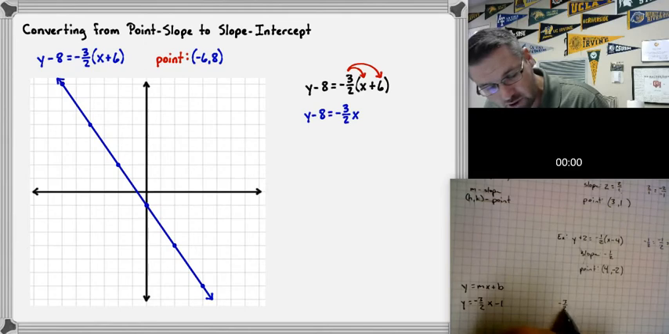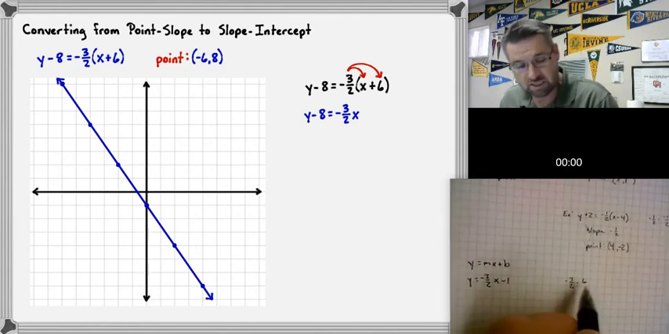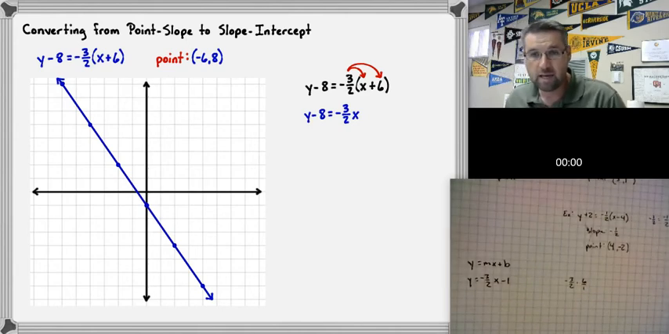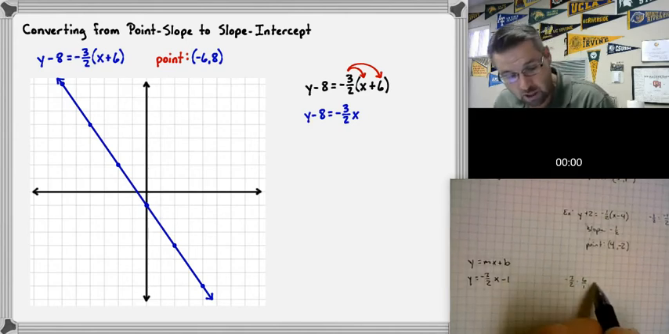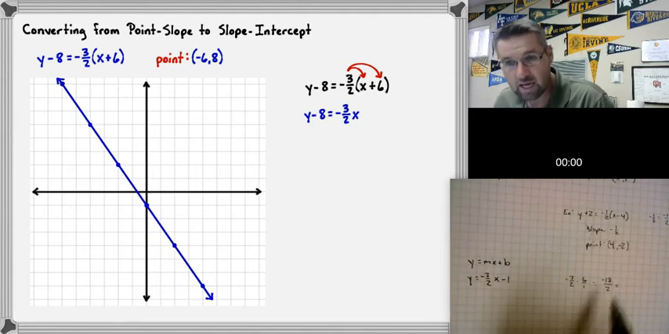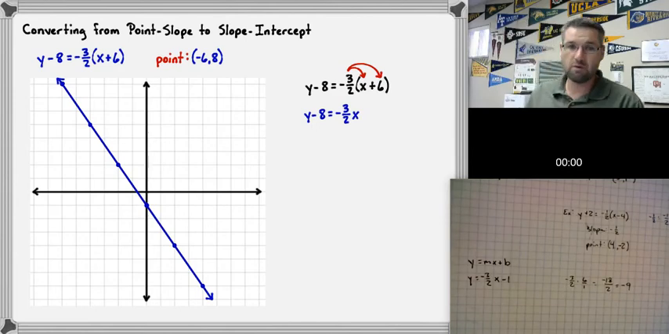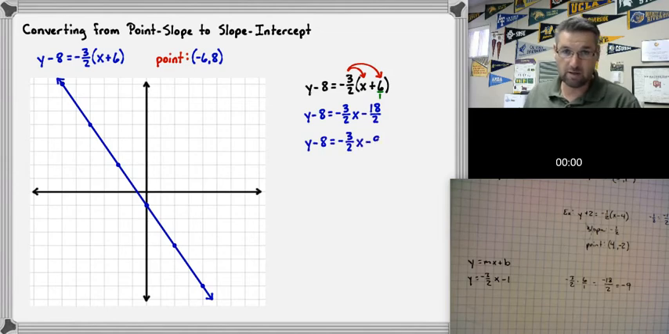Negative 3 over 2 times 6. Remember, we're multiplying fractions here, so that's going to be over 1. And then when we multiply straight across, that would be negative 18 over 2. And then the negative 18 over 2 simplifies to negative 9. So negative 3 over 2 times 6 is negative 9. And I wrote it down there. Now we need to get the y by itself. So how do I get y by itself? Well, I add 8 to both sides. So I get y equals negative 3 over 2x minus 1.